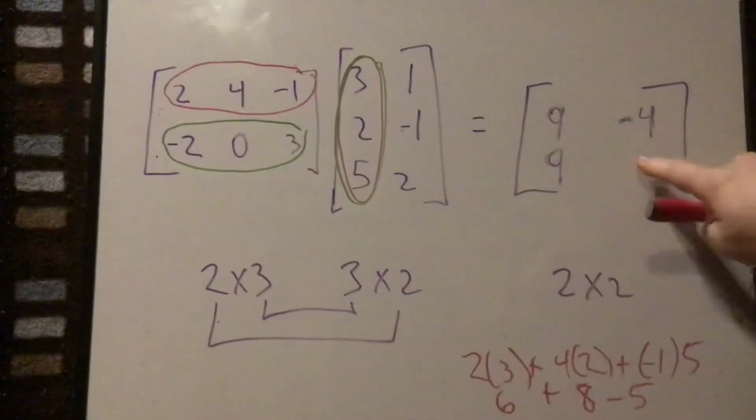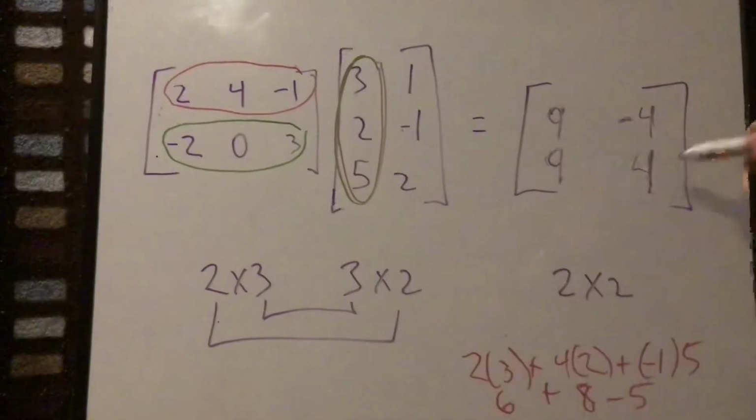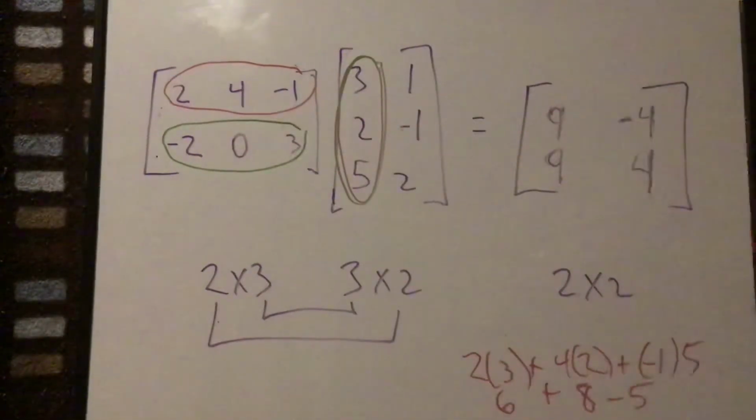So I have some somewhat repeated values on here, 9s and 4s, but there it is. So if you multiply these two matrices together, this is the result. It's a 2 by 2 matrix with these entries in it. All right, so hopefully between that first example and the second one, you get the idea what's going on.